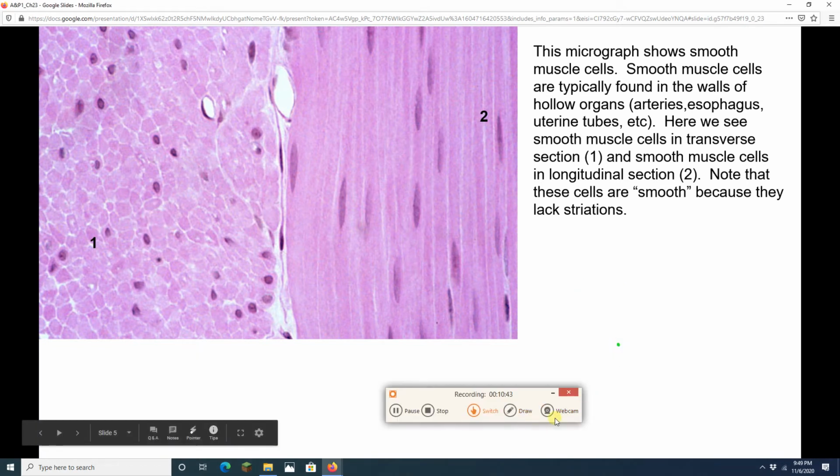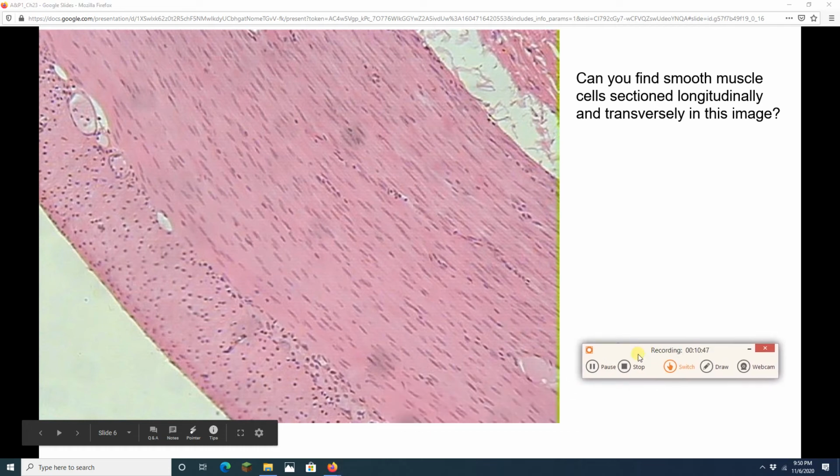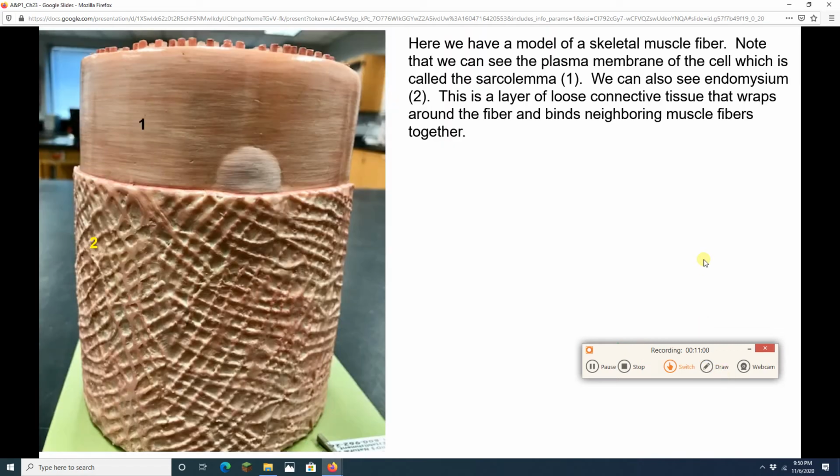Let's look at another picture here. I got smooth muscle here. Can you see the smooth muscle cells? Can you separate the longitudinally and the transversely sectioned ones? Can you see their nuclei? You should be able to see all that. All right, awesome. Now, we are done with our histology for the time being. We'll do one more slide in a bit.